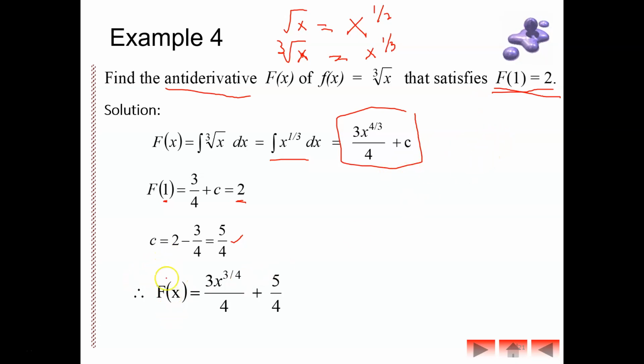Okay, then you can write it back. This one just now, we can write it back. f(x) equal to 3x to the power of 3 over 4, plus 5 over 4. That's all. Oh, sorry. It should be 4 over 3. Oh, sorry, this one should follow this. Okay, it should be 4 over 3. Okay, so you get this. Okay, this is your C.